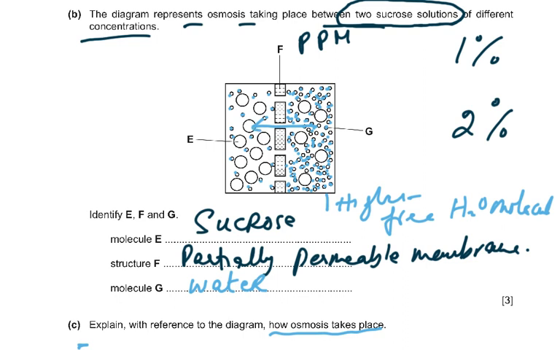Now through the partially permeable membrane F, this is the partially permeable membrane F, and then sucrose is too large. Water is small enough to pass through. And so you can also say in the end that diffusion of water is taking place. But because it is across the partially permeable membrane, the process is osmosis. And then this will stop because there will be an equilibrium when the concentration is the same on both sides. So then of course an equilibrium will be reached.